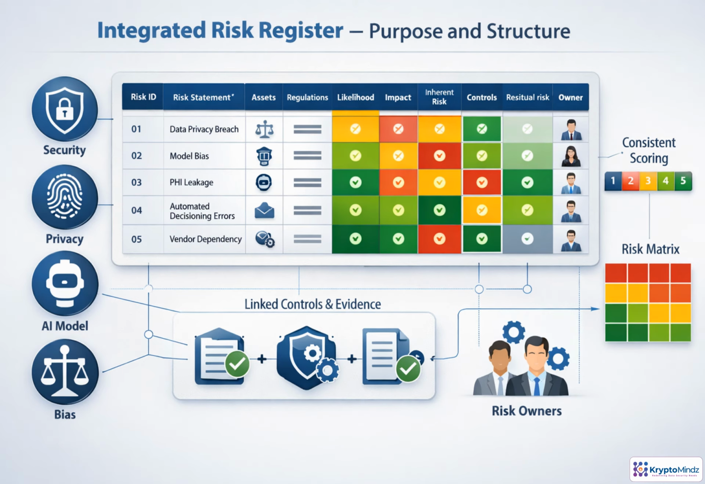The integrated risk register becomes the single source of truth for AI risk. Each entry should define the scenario, affected assets, relevant regulations, likelihood, impact, inherent risk, existing controls, residual risk, evidence, and accountable owner. Its value comes from consistency. When privacy, security, bias, model behavior, PHI leakage, prompt abuse, and vendor risks use the same scoring criteria, leaders can compare them, prioritize remediation, and confirm that every risk is tied to real controls.